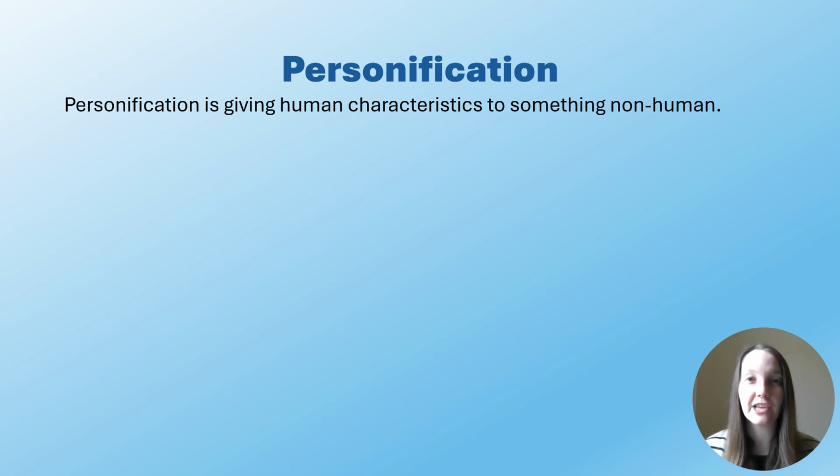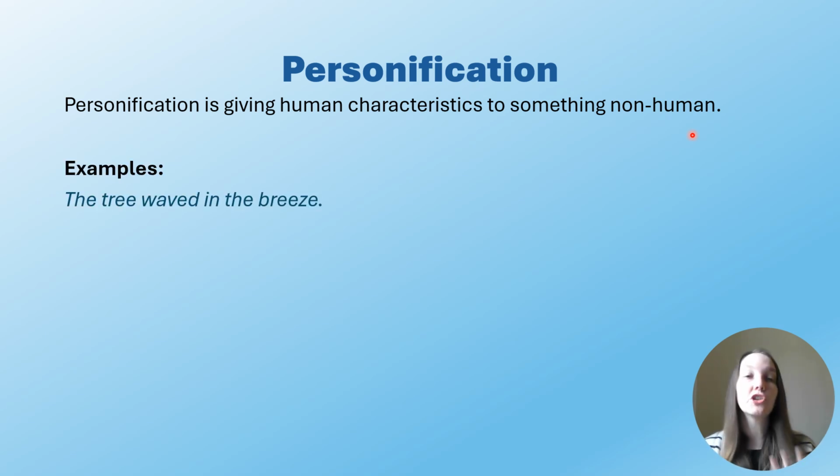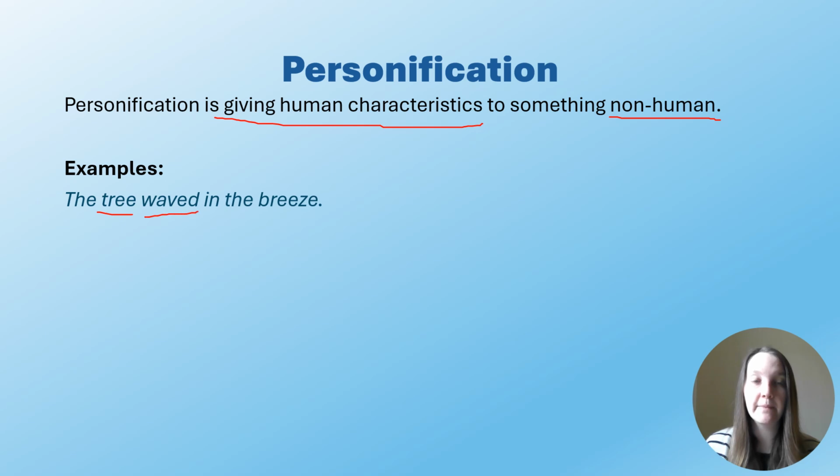Okay, let's have a look at personification then. So personification is giving human characteristics to something non-human. This is one of my favorite language techniques. So I've got some examples here. The tree waved in the breeze. Okay, the reason why this is human characteristics, okay, is we've got a tree that's not human. Okay, so remember, something non-human, a tree, waved in the breeze. So we give human characteristics, and waving, okay, is something that we can do. So the tree waved in the breeze.